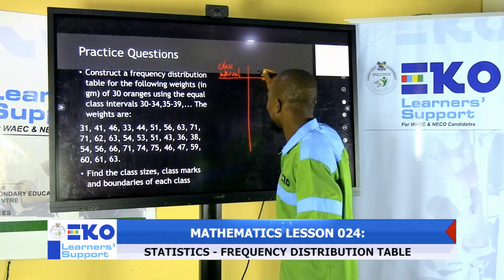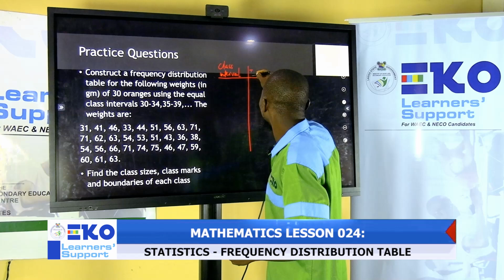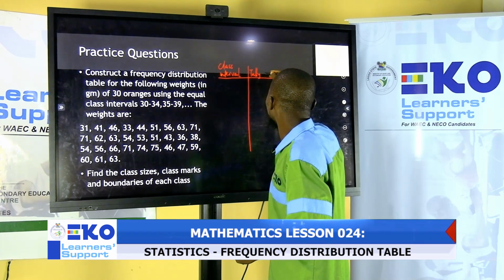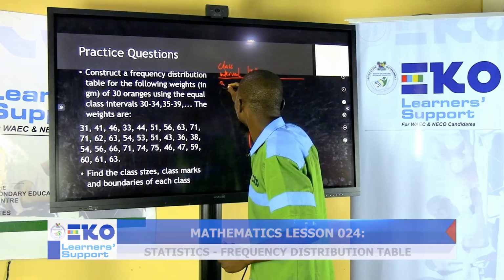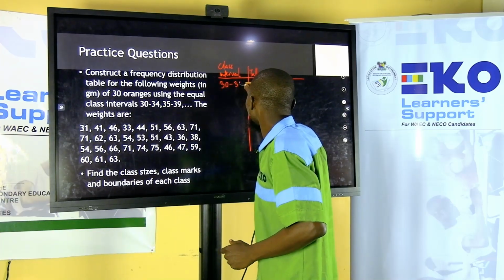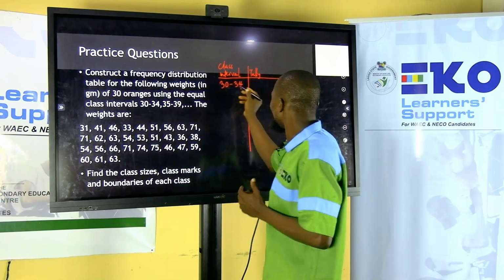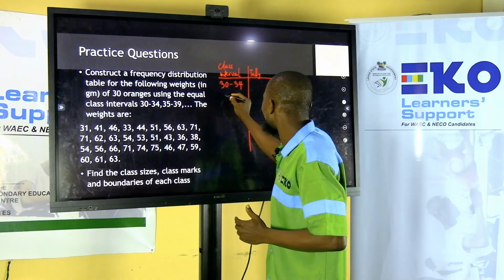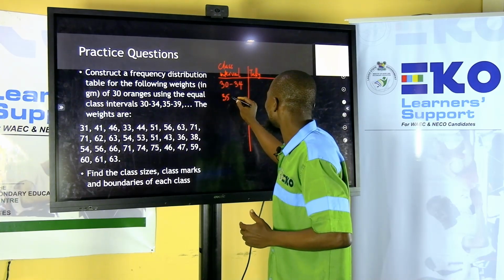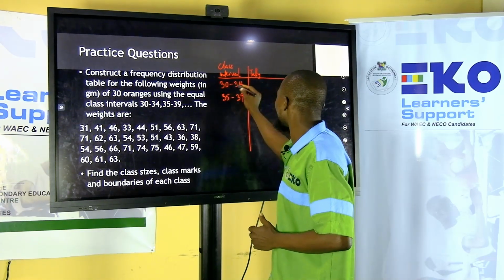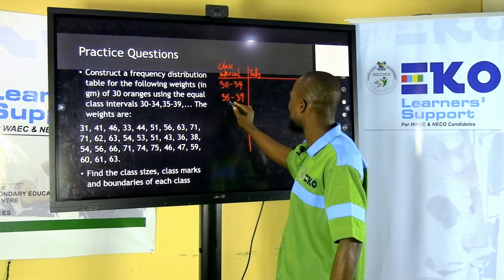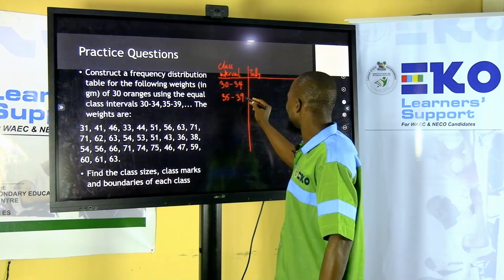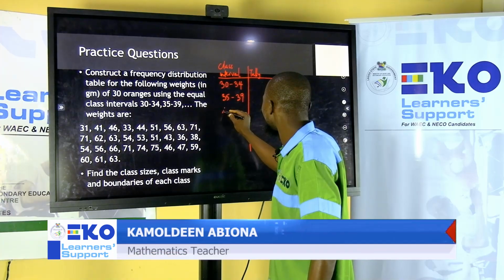Okay, so we can have our tally here. All right, so we have 30 to 34. So do you observe that? The next one is 35 to 39. So what do you observe? If you add 4 to this, you get this. If you add 4 to this, you get this. So the next number will be what? 40.